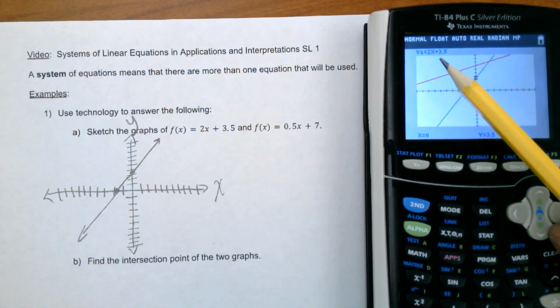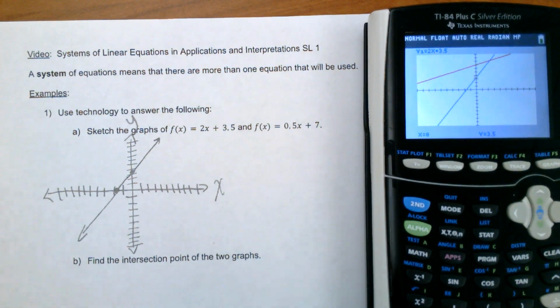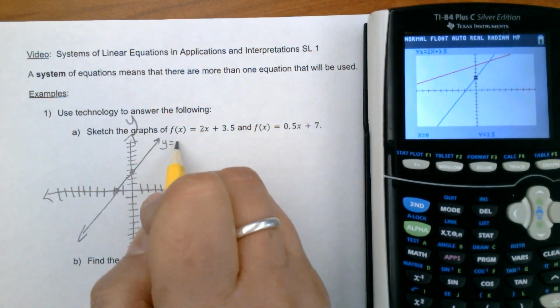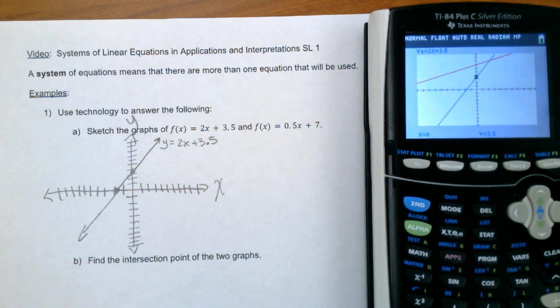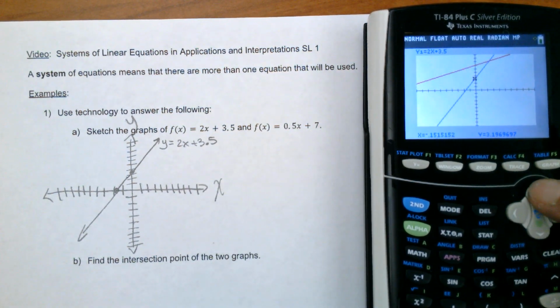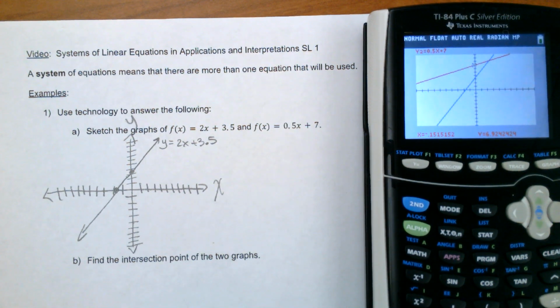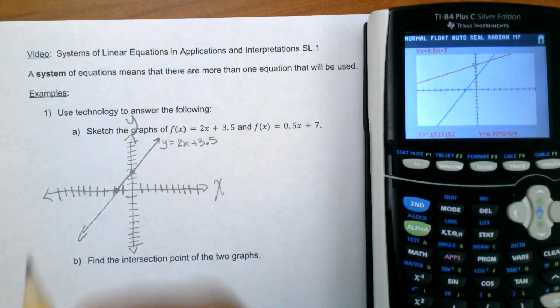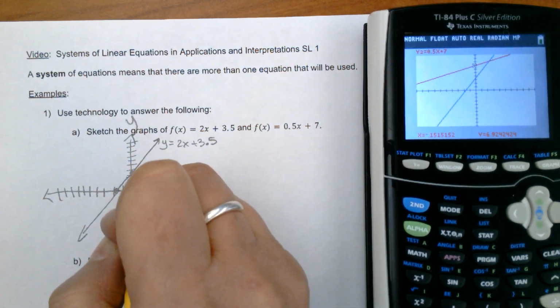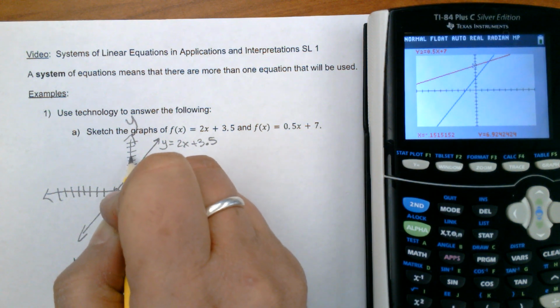Notice in the upper left-hand corner, you have y equals 2x plus 3.5. So I can label this as y equals 2x plus 3.5. It tells you what line is being graphed. I can also jump to the next line. Again, this is going to be the y-intercept. It's going to be 0, 7. You can round that. So I'm going to go up to 7, 1, 2, 3, 4, 5, 6, 7, and make a point there.